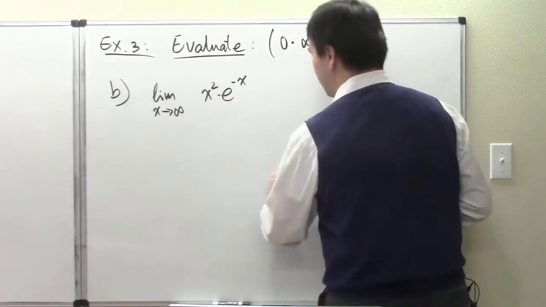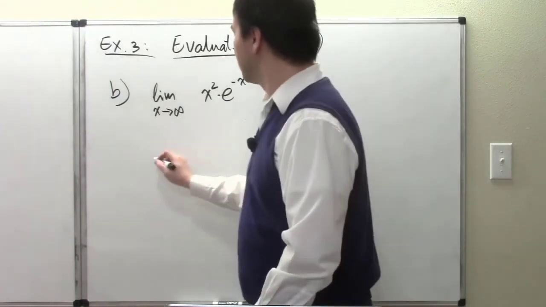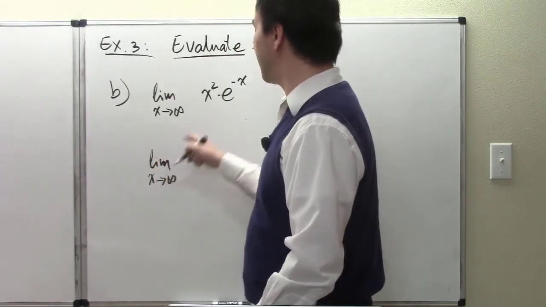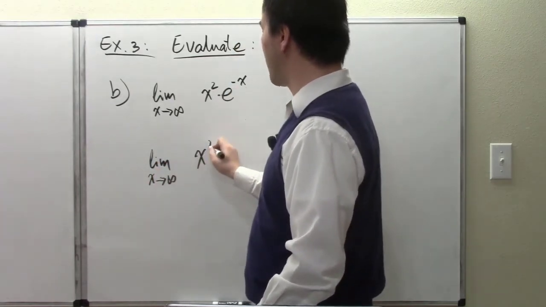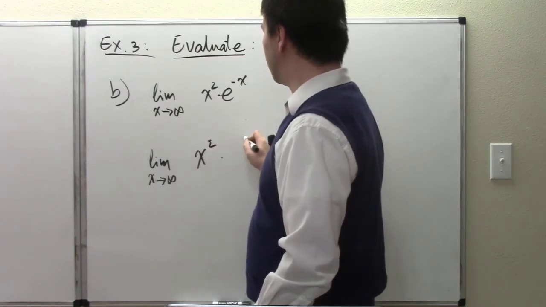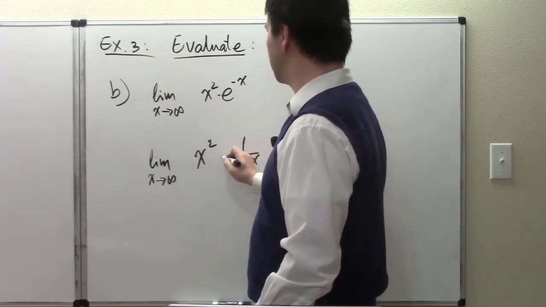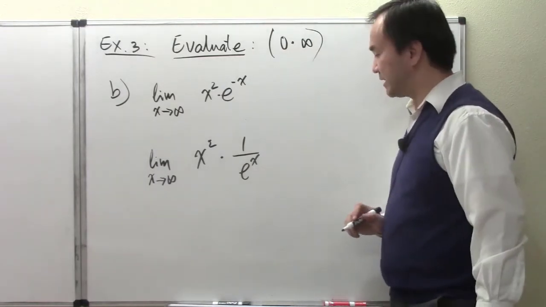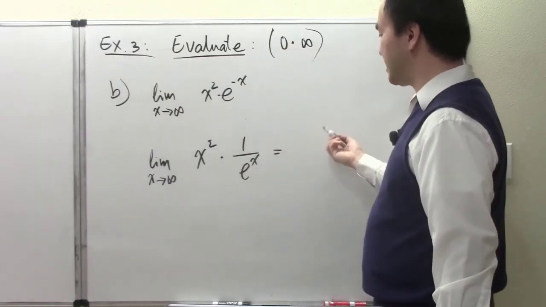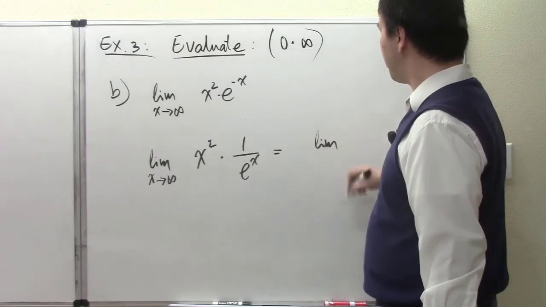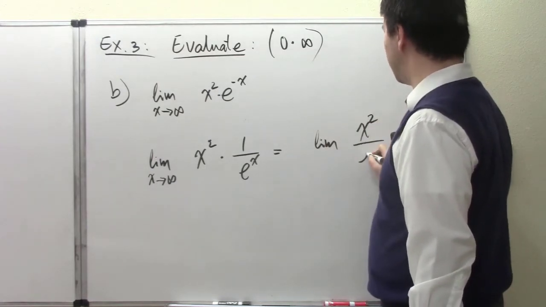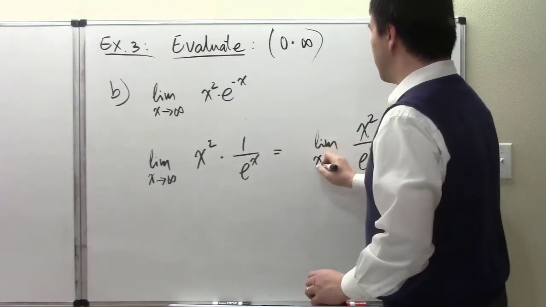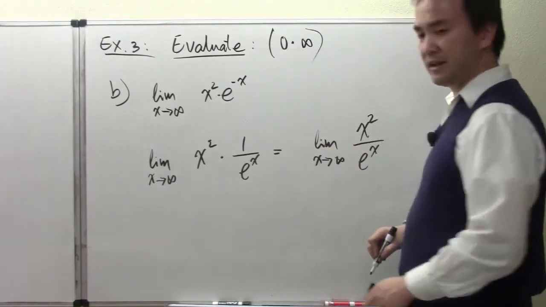Okay, so this is how it gets. Limit as x goes to positive infinity. But now this expression, I'm going to write it as x squared times 1 over e to the x. X squared times 1 over e to the x. And so we can simply put that together in one fraction. So now I'm looking at x squared over e to the x, taking the limit as x goes to infinity.